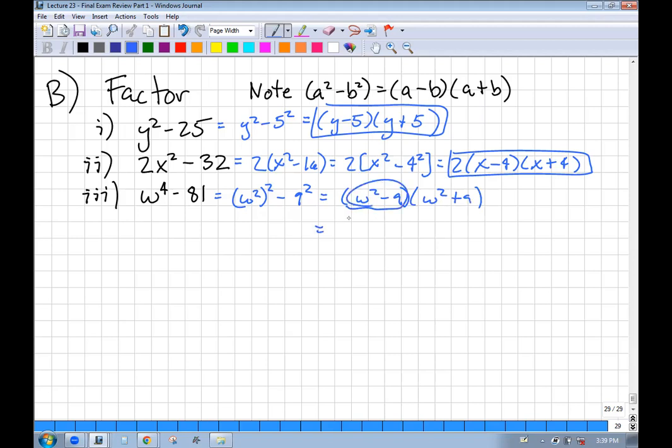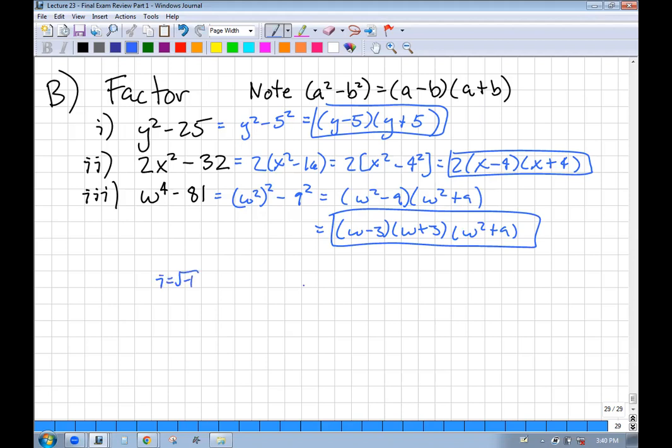This is the difference of two squares again. W minus 3 times w plus 3. And this dude over here is the sum of squares, which we can't do anything with. If you tried to factor that, you would get imaginary numbers. Remember, i is the square root of -1. So you could rewrite w squared plus 9 as w squared minus 3i squared. The 3 squared would give you a 9. i squared would give you a -1. That cancels that minus. It gives you a plus. So this would be a w minus 3i times a w plus 3i.